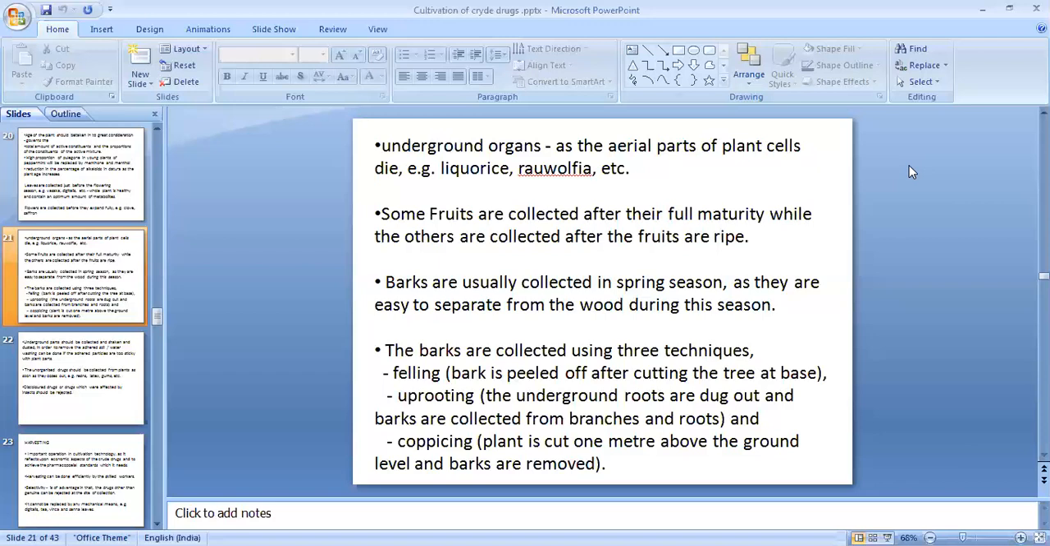And the next one is the coppicing method. That is, when the plant has grown, it is cut at the ground level to give out more lateral branches. Once the lateral branches have grown properly, vertical and horizontal incisions are made and the bark is stripped out.